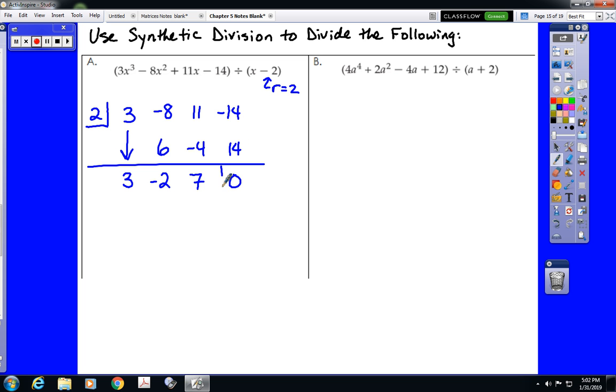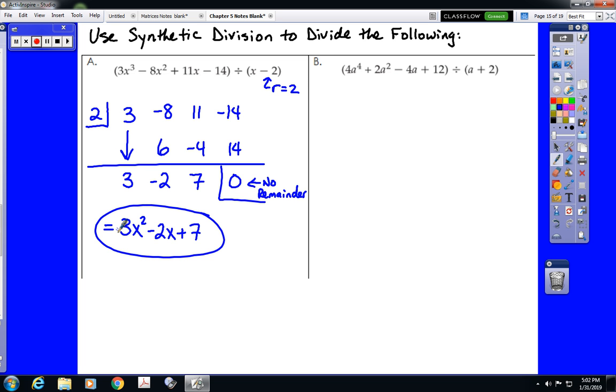Add down is 0. So this indicates again that there is no remainder. So we still will not have to deal with how to deal with that. Again, we started with x cubed, we divided by x, so our answer should start off with x squared. So it's 3x squared minus 2x plus 7. And there's no remainder, so we don't need to deal with that yet. Our answer would be 3x squared minus 2x plus 7.